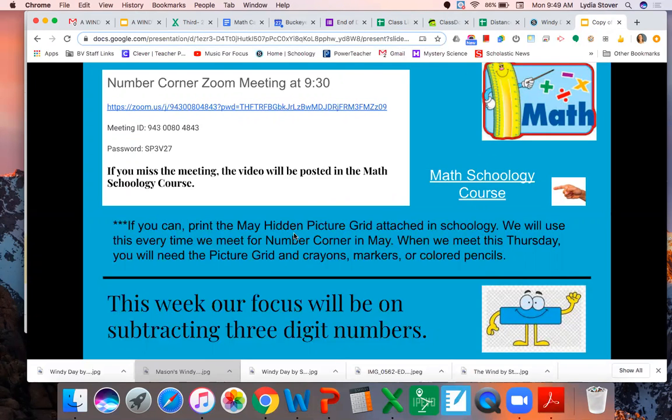We're also going to try something completely different on Thursday. We're going to try to switch back and forth between using our Zoom and using a Pear Deck for our number corner. That way you guys can interact with it a little bit more. So it might be a little tricky. Might have to practice to get the hang of it. But I'm kind of excited to try something new when we start our May number corner.